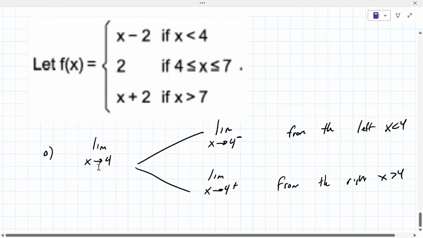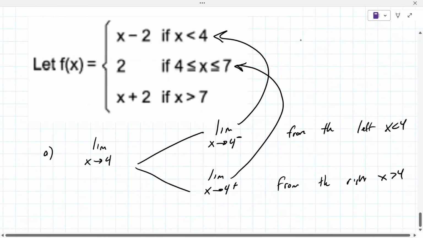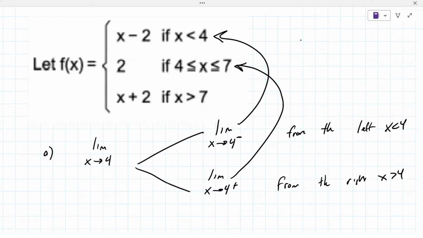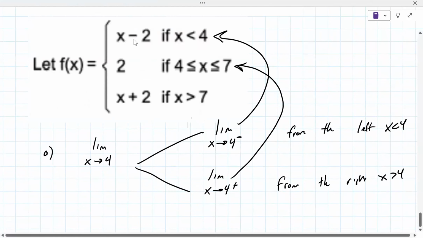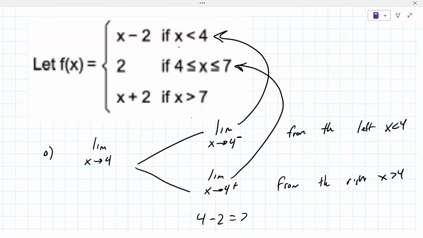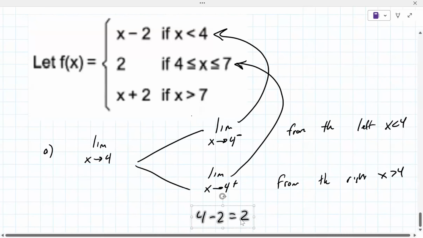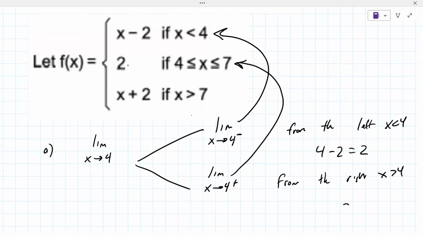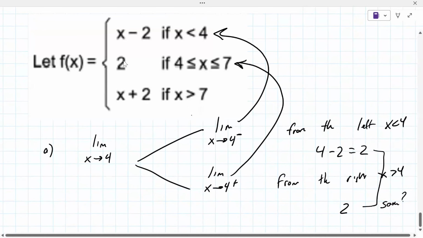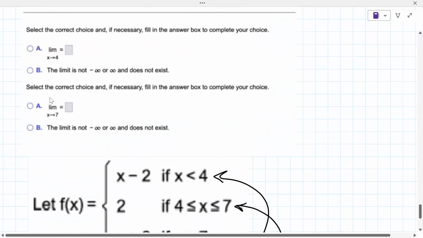Okay. So to do this problem, you have to first recognize that for 4 from the left, you're going to use this one here. 4 from the right, you're going to use this one here. And to do the actual mechanics of this, you have to put 4 into the first one, which becomes 4 minus 2, which equals 2. Let me actually put that here. And for the second one, for all x values, the answer is just 2. And then you ask, are these the same? And they are.